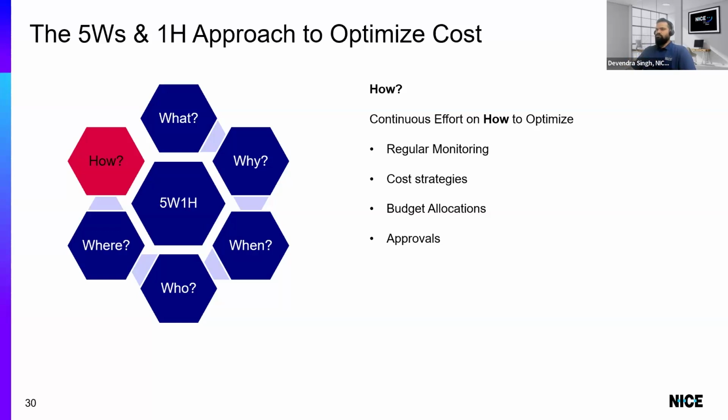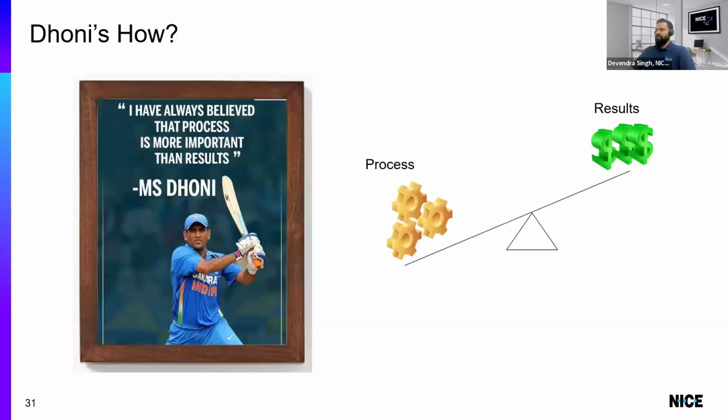Now we will discuss how we implemented this in our organization. I'm a big fan of Dhoni, and I believe in his philosophy that process is more important than results. So if the process is right, the results will follow. But the question here is that implementing a robust process takes time and effort, and it is not an immediate fix. So if you want to put up a process, it will be a strategic investment. It will take some time to build that process, and the major part is it will take time and effort.